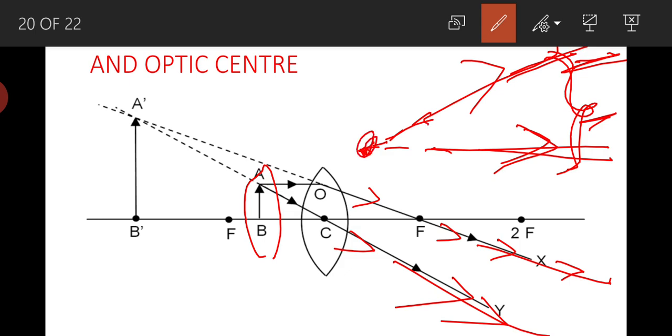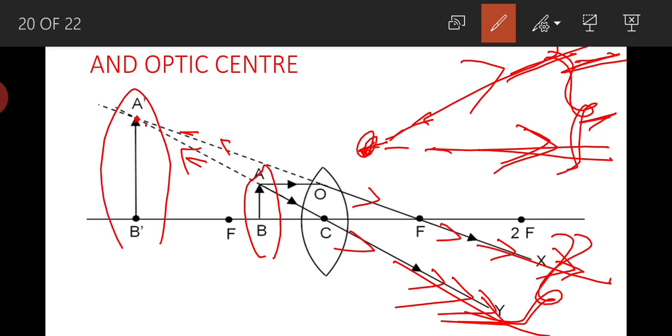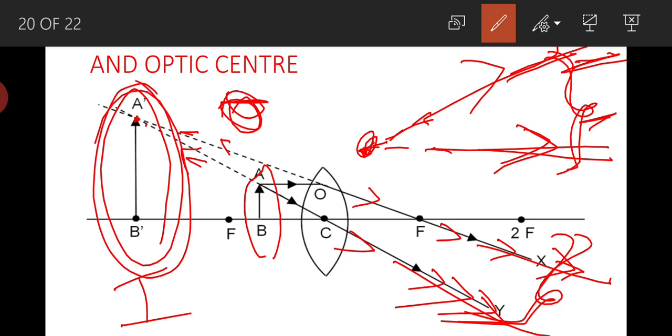Similarly here also, these two light rays are diverging on this side, so there is no chance for them to meet. That is why, if you extend them backwards, there is a chance for these two light rays to meet at this point. That is why the image is formed here. At this point the image is formed. And you can see the image is formed on the same side as the object. On this side we placed the object, and on the same side the image is formed. That is why this is a virtual image.